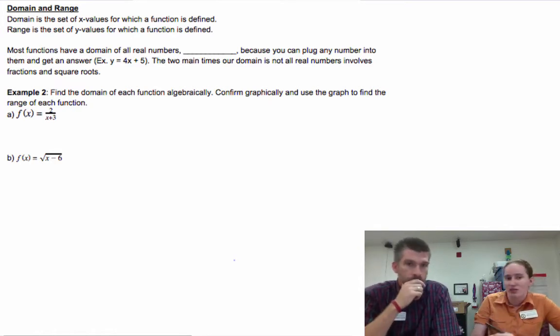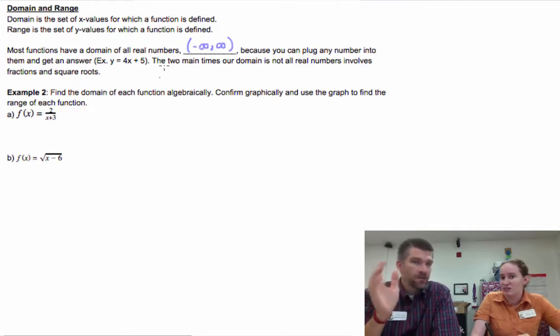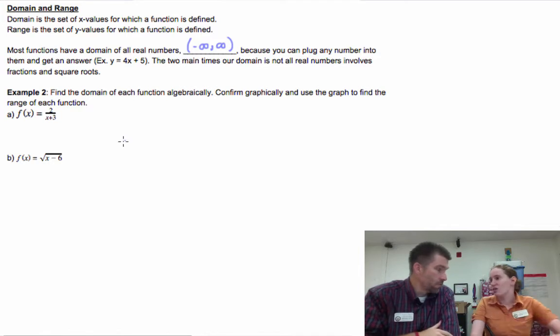Most functions have a domain of all real numbers, which we would put in interval notation as negative infinity comma positive infinity. Interval notation you maybe have not seen a lot of, but we're going to go over it.